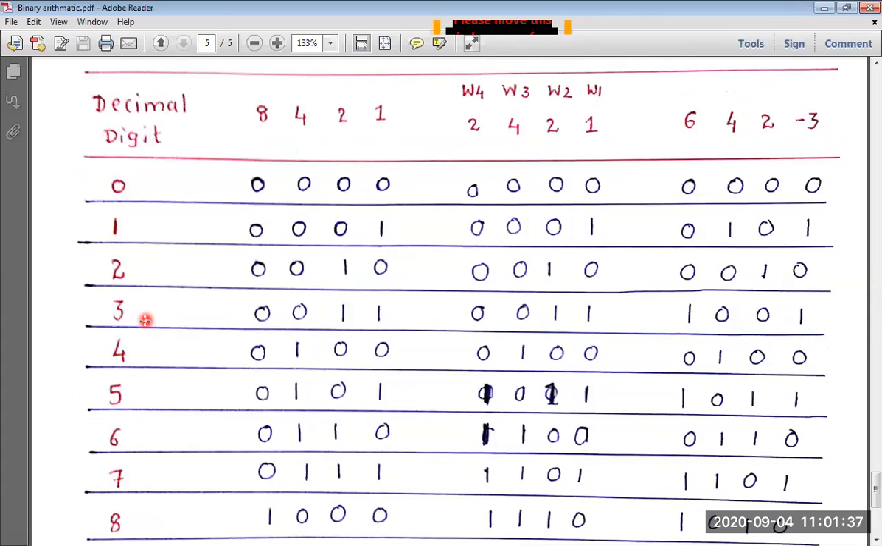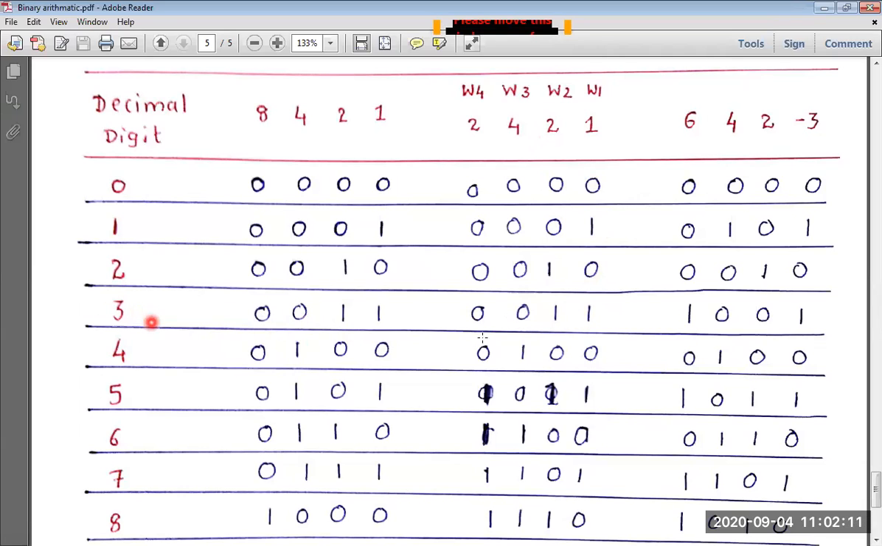Now let's see, for example, take 3. Take the decimal digit 3. What is its equivalent in 2421 code? In the first place we have written 1, in the second place we have written 1. So 1 into 2 is 2, plus 1 into 1 is 1. 2 plus 1 is 3. So it is equivalent to 3.